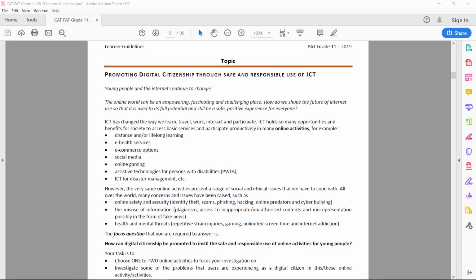Welcome grade 11s, let's look at the topic for the PAT 2019. So the topic is about promoting digital citizenship through safe and responsible use of ICT.